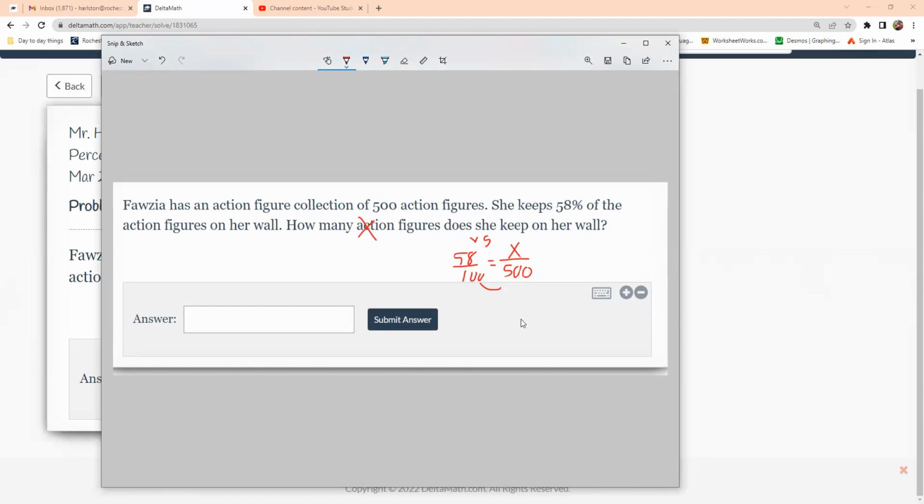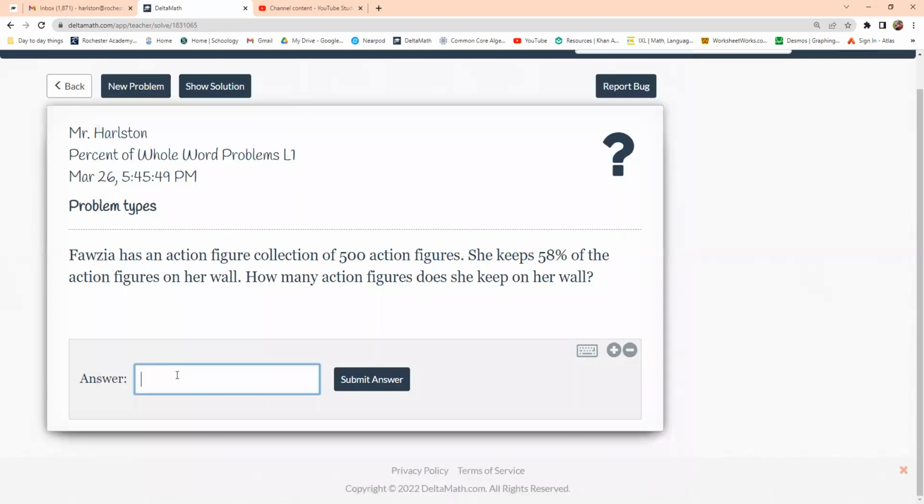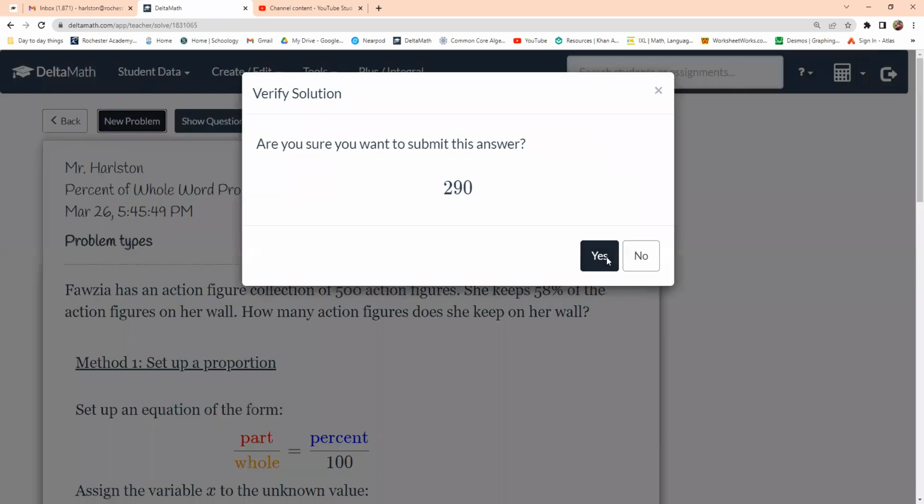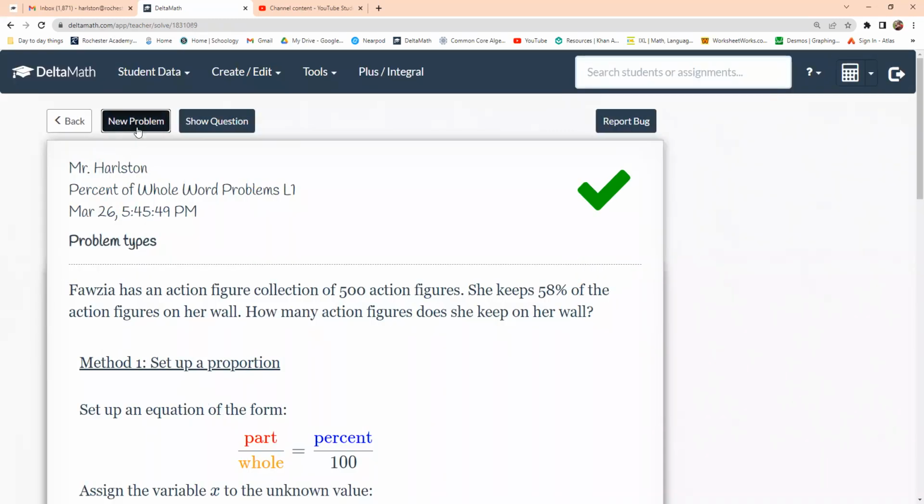Let me see. How would I do that? What's 60 times 5? That would be 300. And then I would subtract 10 from that. So the answer is going to be 290. If you didn't understand what I just did, just use the calculator and solve it. But I got 290. So let's go to this and say 290. And that's right. I'm going to do one more.